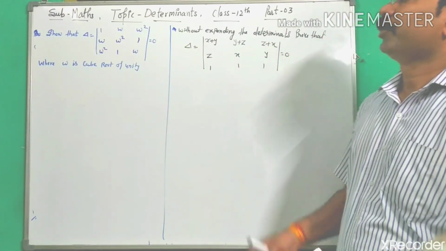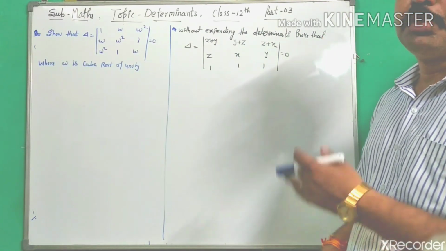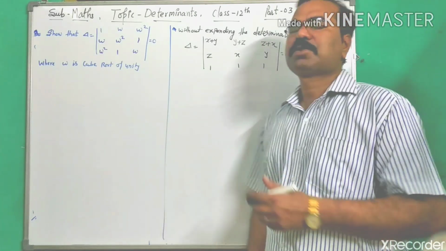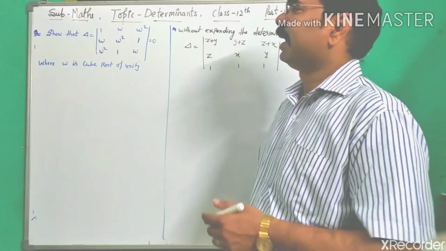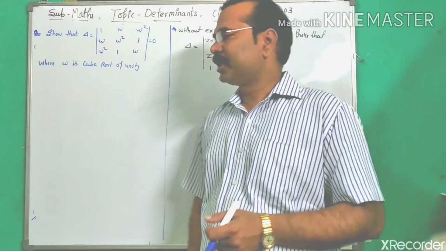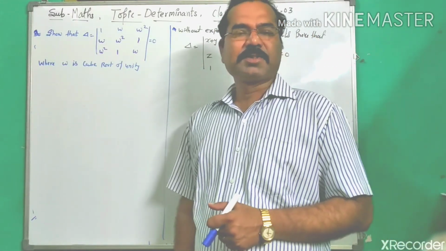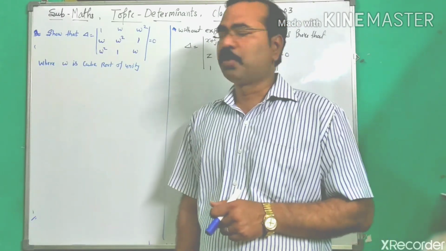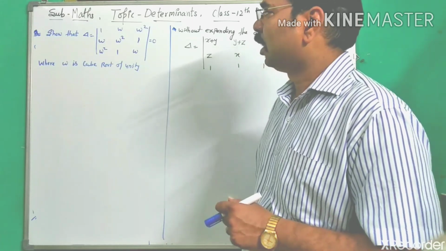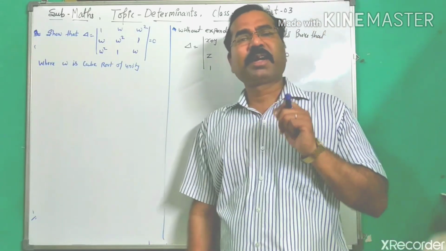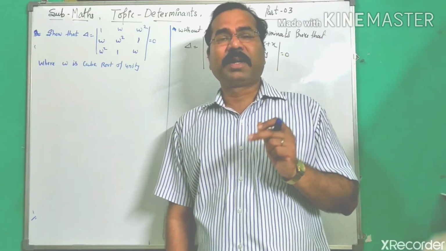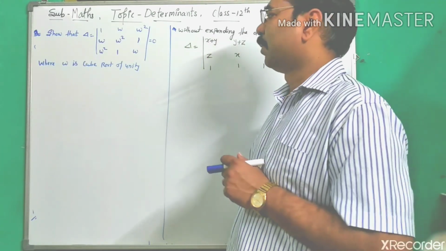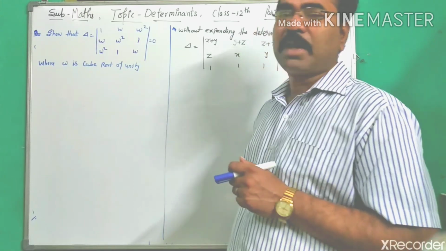Okay students, now we have to take examples to use that property. First question: the determinant del is equal to |1 omega square 1; omega square 1 omega; 1 omega square 1 omega|, equal to 0, where omega is the cube root of unity. I think you already know omega from class 11th, where we discussed it in complex numbers.